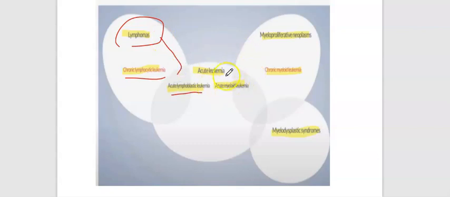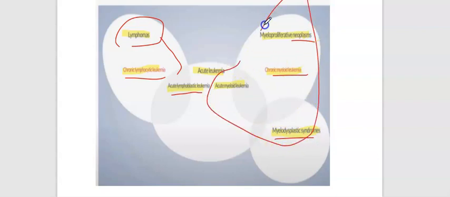While in the myeloid cell line, we have acute myeloid leukemia, myeloproliferative neoplasm, chronic myeloid leukemia, and myelodysplastic syndrome. These are all the types from myeloid cell lines.